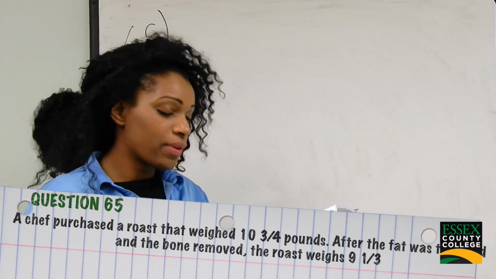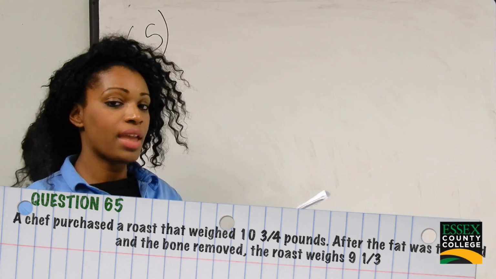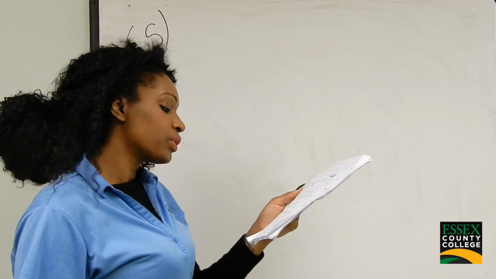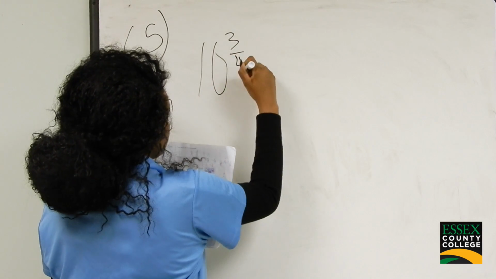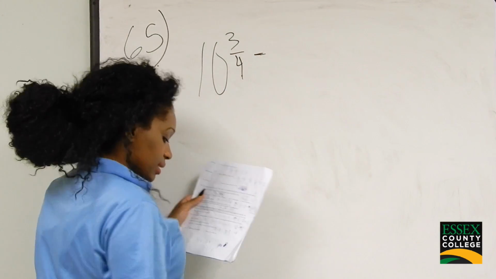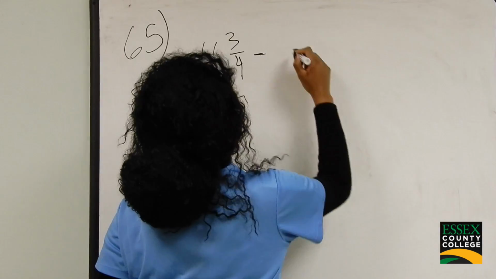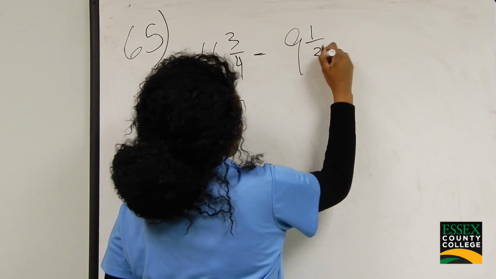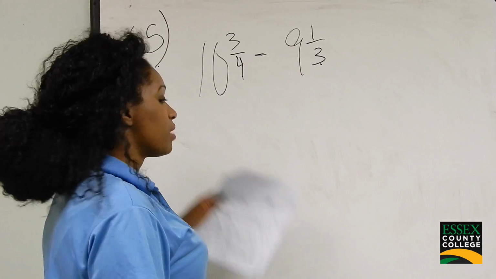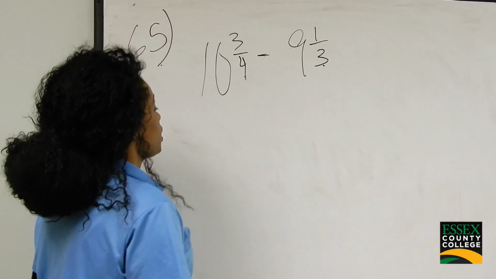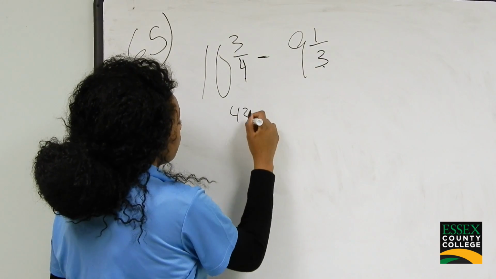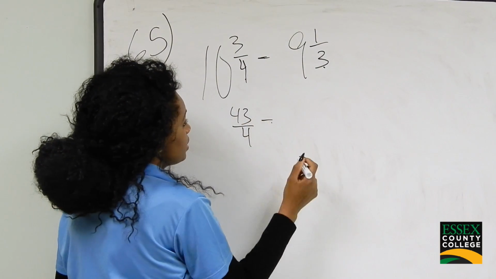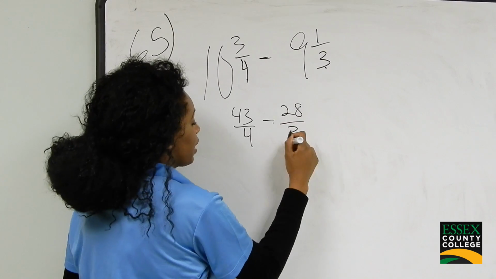So we know the total weight of the roast before and after it was trimmed of fat. So what we need to know is the difference, okay? So we're going to take 10 3/4 pounds and subtract 9 1/3. First, we're going to convert our mixed fractions to improper fractions. So 10 3/4 now becomes 43 over 4 minus 28 over 3.